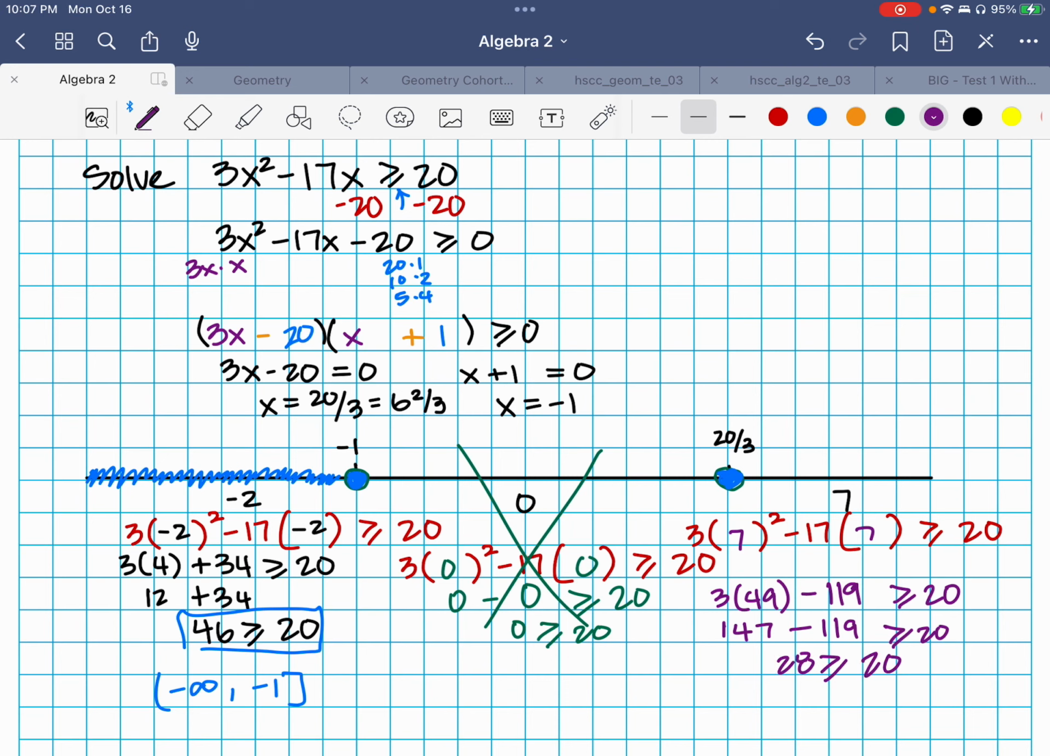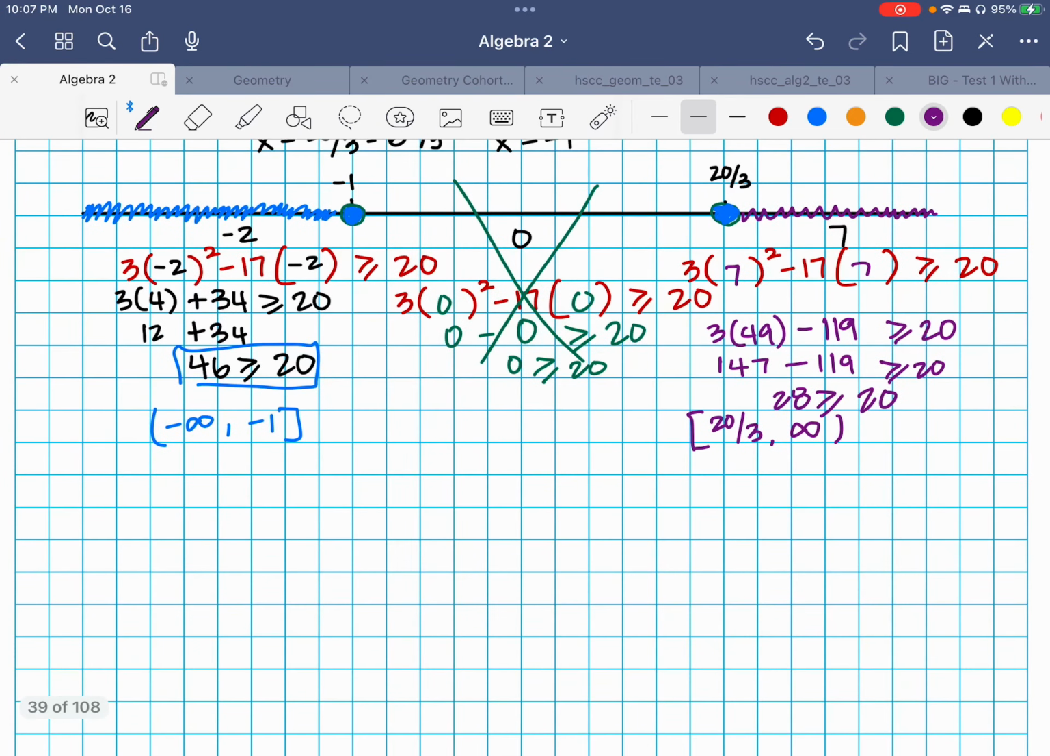So this also works. So we know that this region is going to be part of our solution as well. Since the black, the first one we did, and the purple, the next one we did, we're going to write that down as our solutions. 20 thirds, comma, positive infinity.